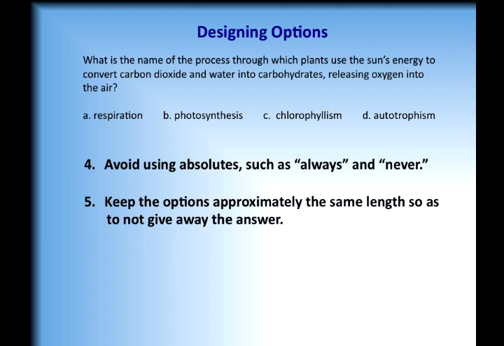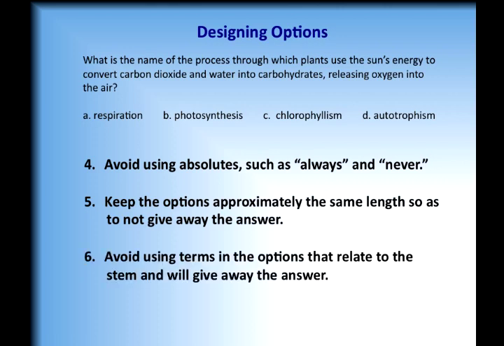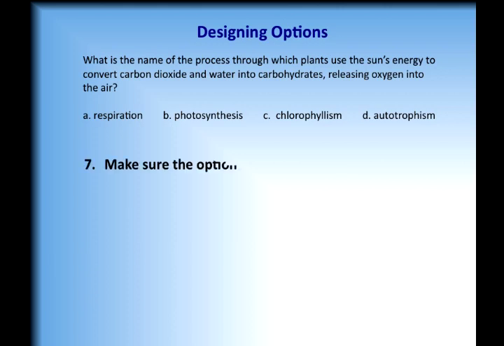In this case, all of the options are one word. If option B was the process of photosynthesis, it would attract attention as the possible correct answer. Likewise, using the word process relates to the word process in the stem, which can alert the student to the correct answer. So you wouldn't want to have option B say, the process of photosynthesis.